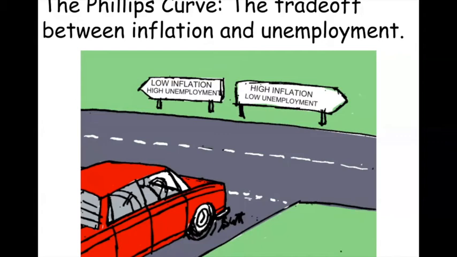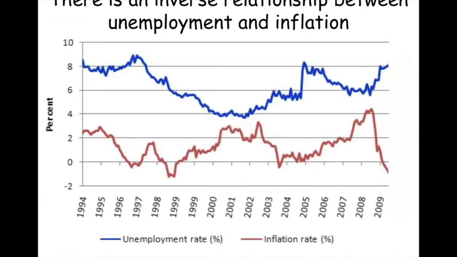High unemployment, or we can have high inflation and low unemployment. Okay. And we're going to look at how that actually works off of each other. So take a look at this chart first. Take a look. The unemployment rate and the inflation rate should move opposite of each other.